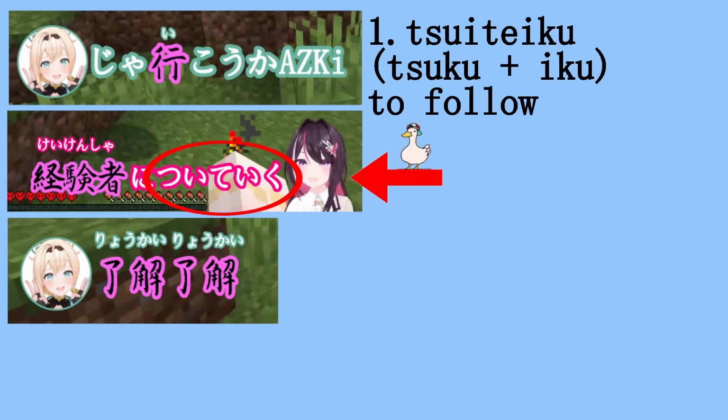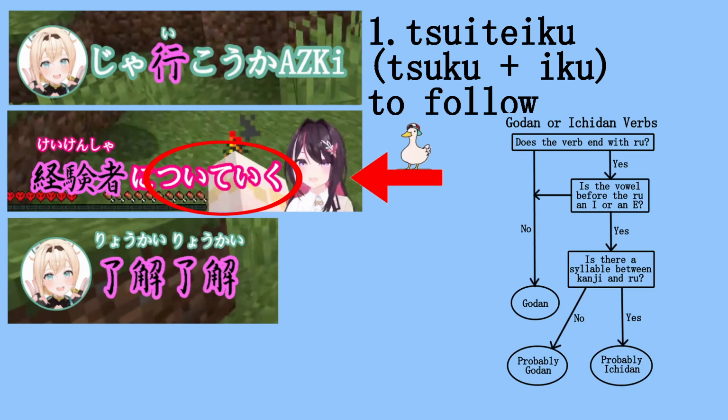It's tsuite iku. Tsuite iku is a special class verb because it's made out of two verbs. Tsuite is tsuku in the te form and means to be attached or to be connected, and iku means to go. Together they mean to follow. In cases like this, the verb at the end is the one that gets conjugated because tsuite will always stay in the te form. Which also means the verb at the end defines if it is a Godan or an Ichidan verb. So let's look at iku.